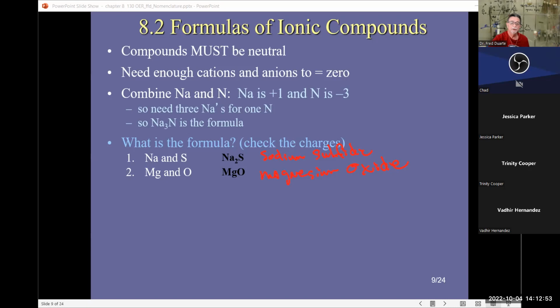Question here. Who could answer that question? How do we know magnesium is +2? Good question. How do we know magnesium is +2? It's important.